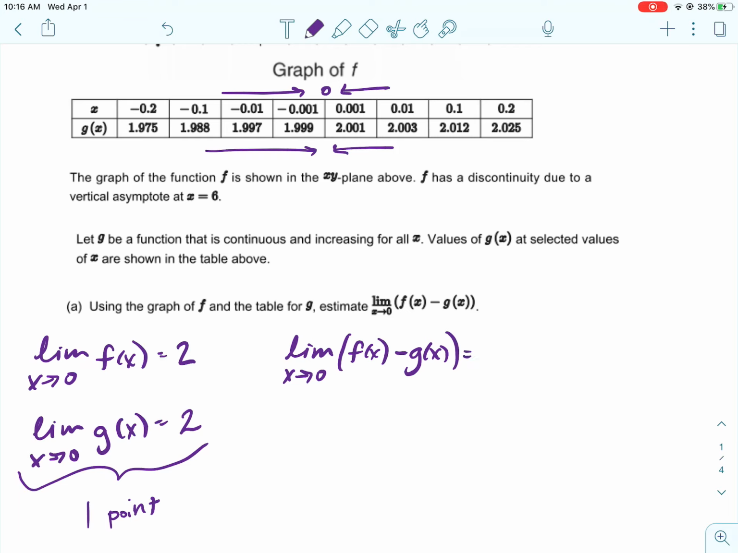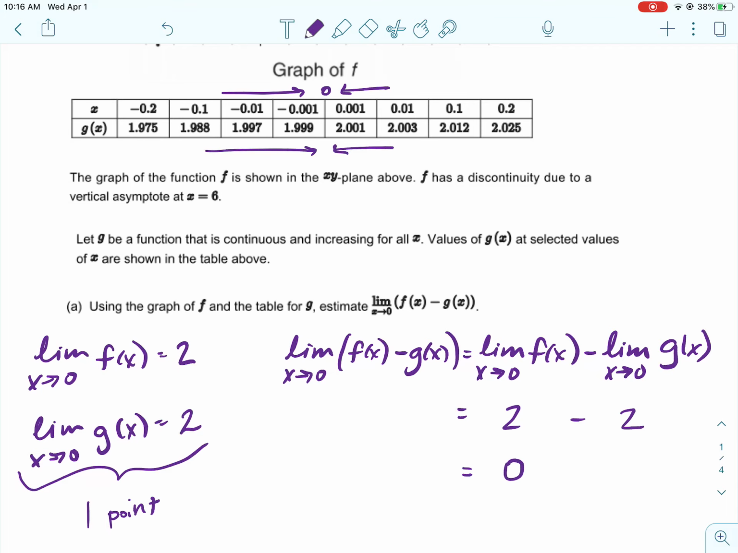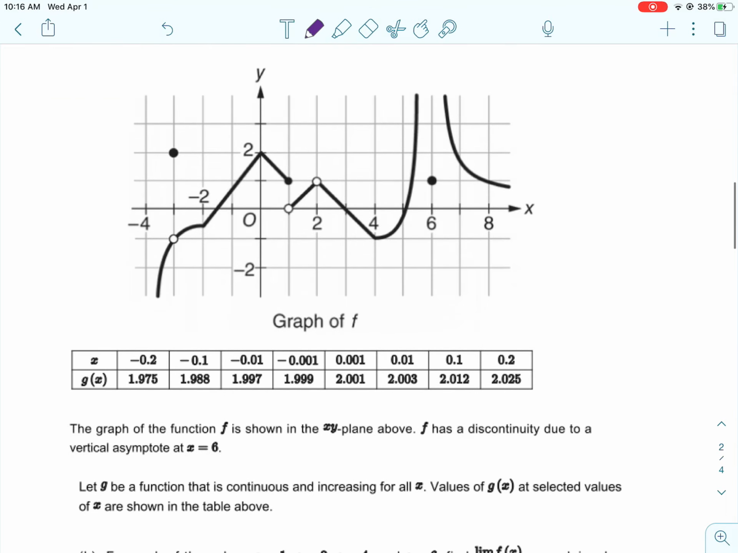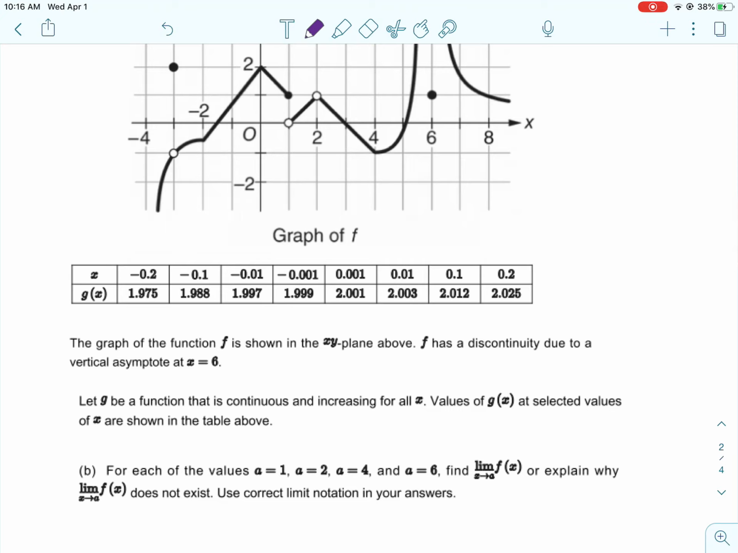The other point is going to come from you telling the people grading your test that you know the properties of limits. I don't know if it's necessary that you write this out, but I would go ahead and do it just in case. So that's that property I was talking about at the beginning. And then just go ahead and fill in your two limits. So this value is 0. All of that gets you another point.